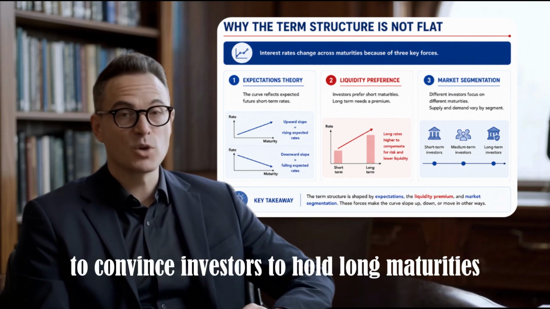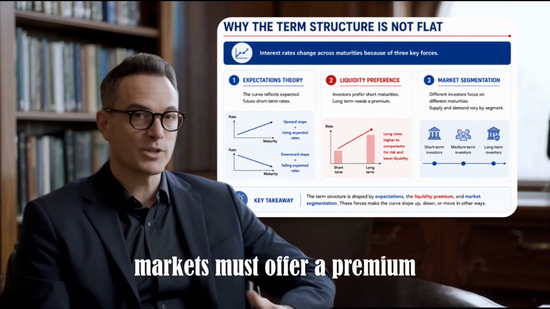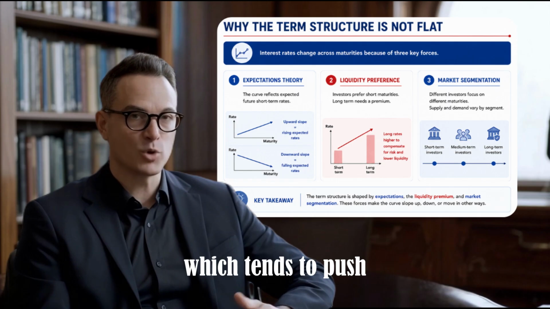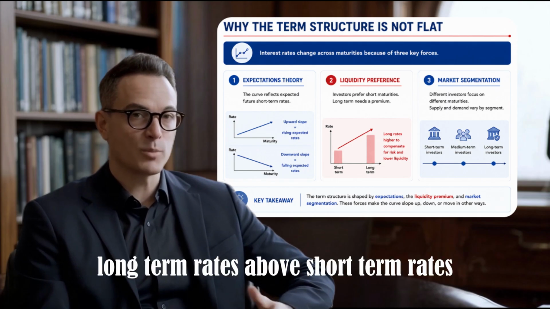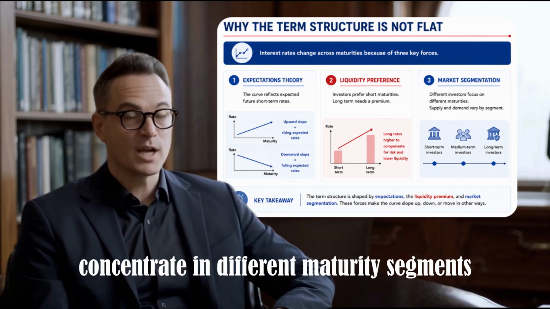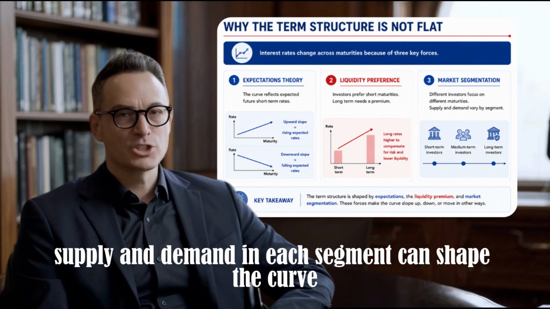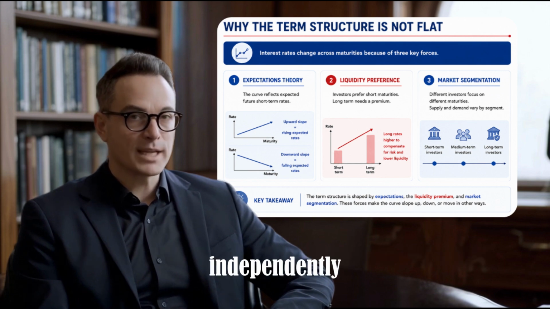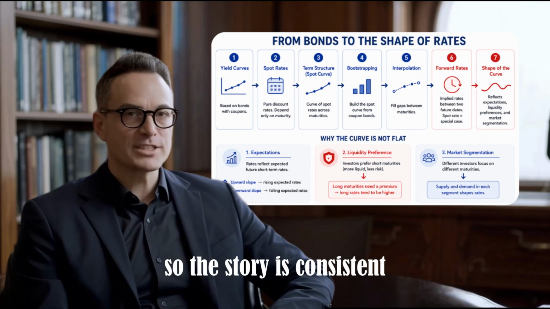To convince investors to hold long maturities, markets must offer a premium, which tends to push long-term rates above short-term rates. Market segmentation theory says different investors concentrate in different maturity segments, so supply and demand in each segment can shape the curve independently. So, the story is consistent.